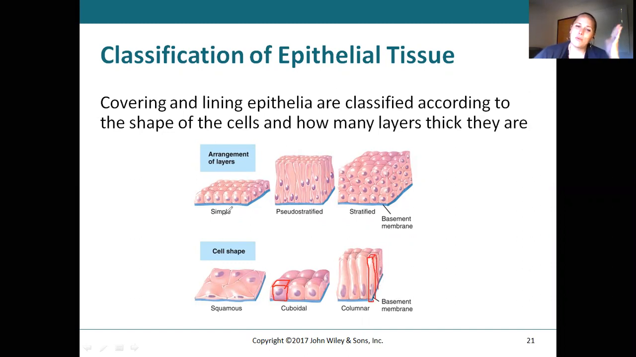So arrangement of layers and cell shape. These are the two ways in which epithelial cells can be classified, meaning that you can have a combination of them. So you could have simple squamous, simple cuboidal, or simple columnar. It's almost like if you're talking about hair, right? You can have brown curly hair, brown straight hair, or you can have black straight hair, black curly hair. It's a combination of two different characteristics to describe these cells. So it describes the shape of the cells and then how many layers thick they are.